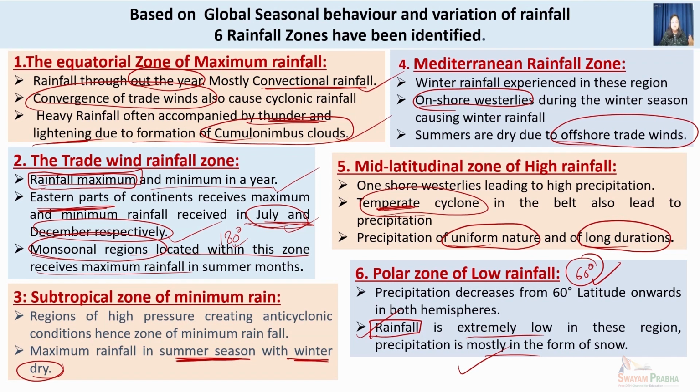Thereafter, you have the Mediterranean rainfall zone where the rainfall is primarily in the winter season. Again, in mid-latitudinal zones, you have high rainfall because of onshore westerlies in these areas. And finally, in the polar zones, you again have low rainfall. Why? Because of the very low temperatures, and the precipitation is mainly in the form of snow. So these were the six rainfall zones of the world. Let's try to understand these particular zones with the help of the global rainfall distribution map also.